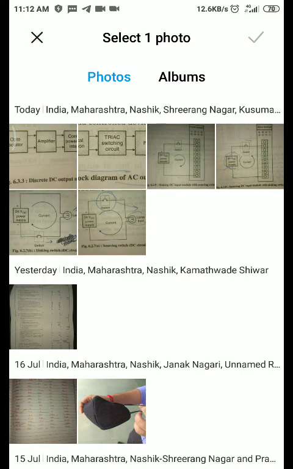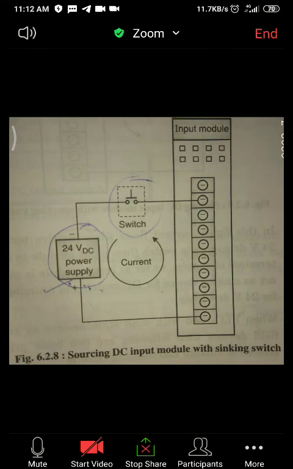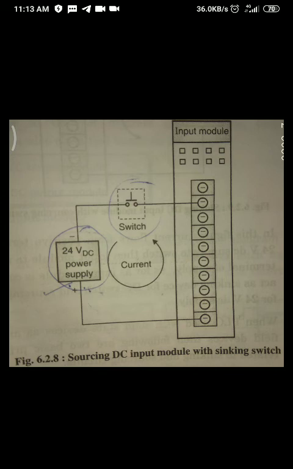Okay. So same. Now we are seeing the sourcing concept. See here, instead of load, what we have connected here is the input module. The first and the third figure both are the same. The first diagram I showed you and the third diagram I showed you, both are the same. Just instead of the load bulb, we have connected the input module here. Getting it? So what is happening here?